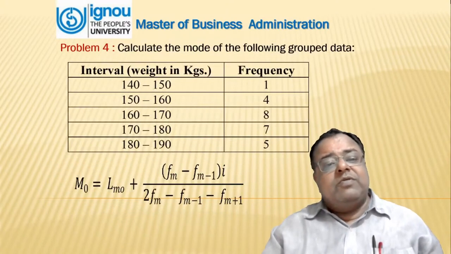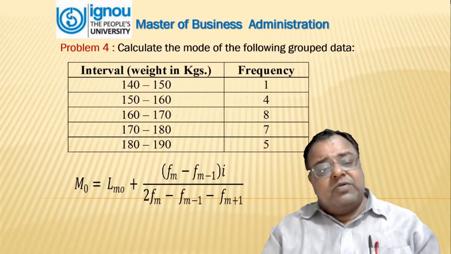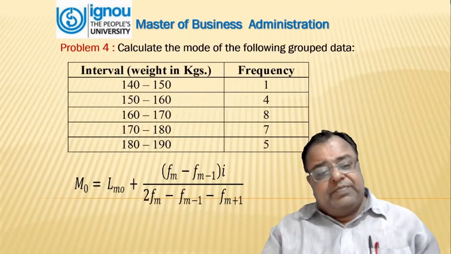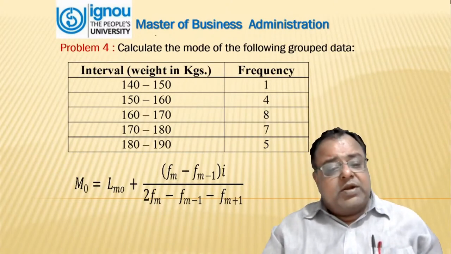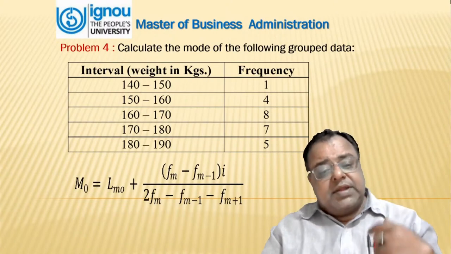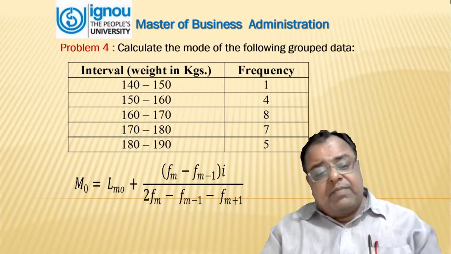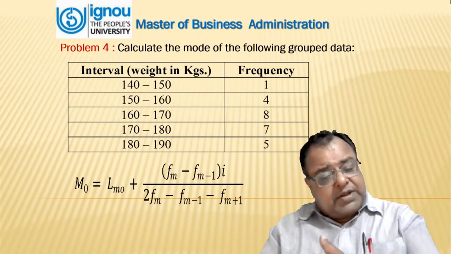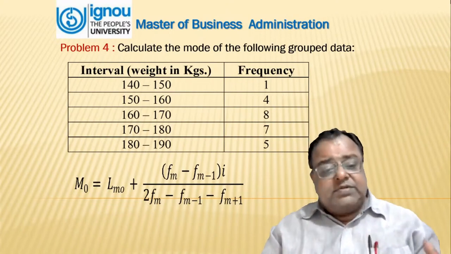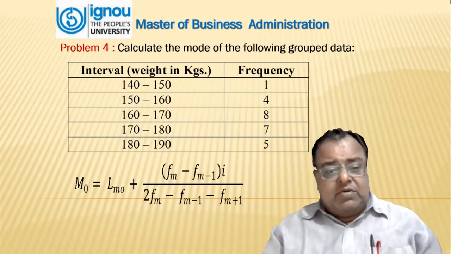Next, we move on to the same problem: how to calculate mode. For mode, we have to use this formula: Mo equals L_Mo plus (f_m minus f_m-1) into h upon (2 f_m minus f_m-1 minus f_m+1). I will show you how all these f_m and L_Mo are calculated.